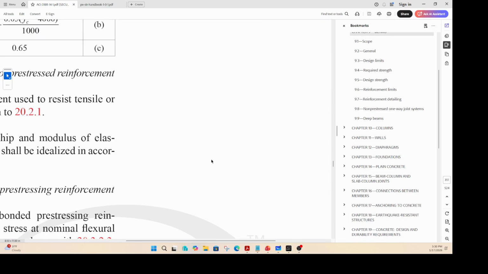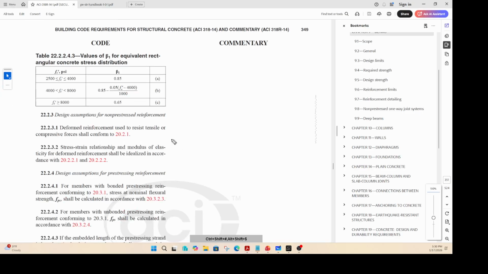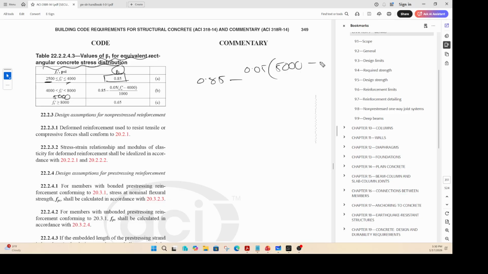Beta 1 is a function of the grade of concrete. It's right here, right? Beta 1, the equivalent rectangular stress block related value. So your beta 1 depends upon your fc prime. fc prime is between these two. Beta 1 is straightforward 0.85 and reduces for every 1000 psi increase in fc prime. So for example, if fc prime is 5000 psi, then you do 0.85 minus 0.05 times (5000 minus 4000) divided by 1000. So that is 0.80. Okay. So your beta 1 will become 0.80.